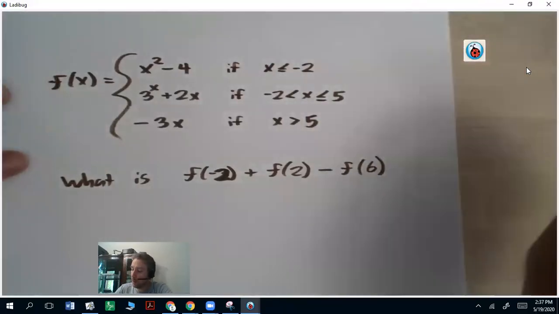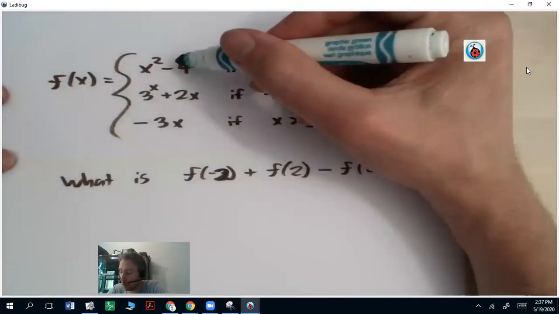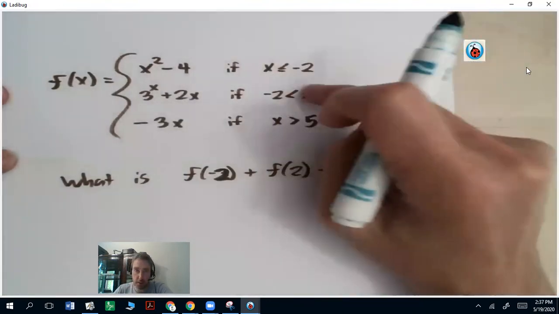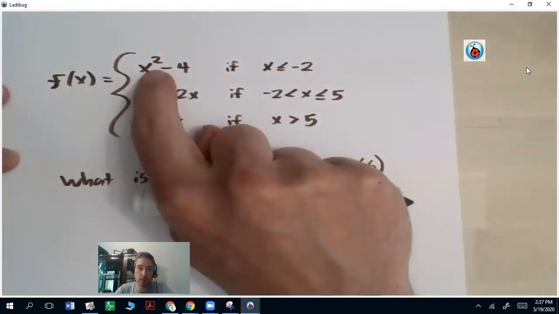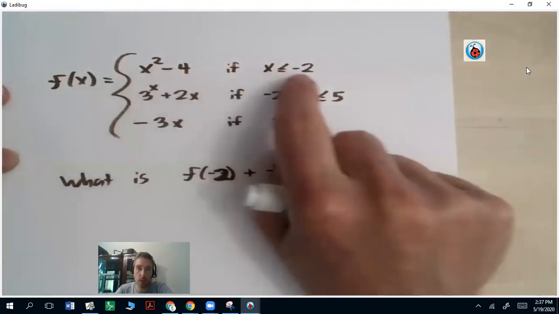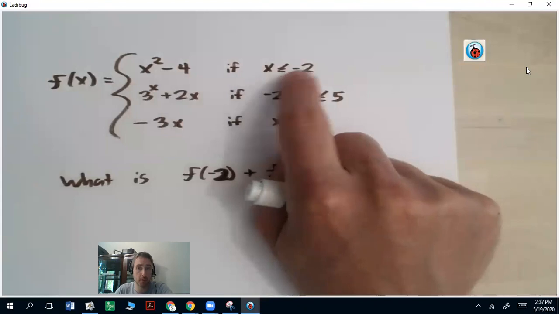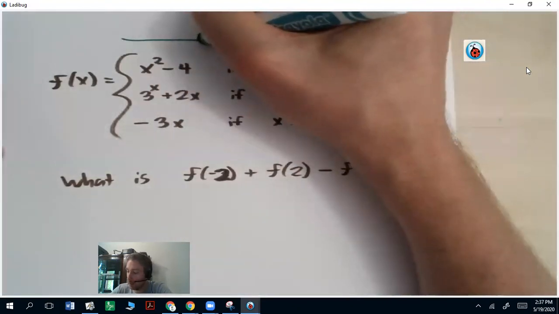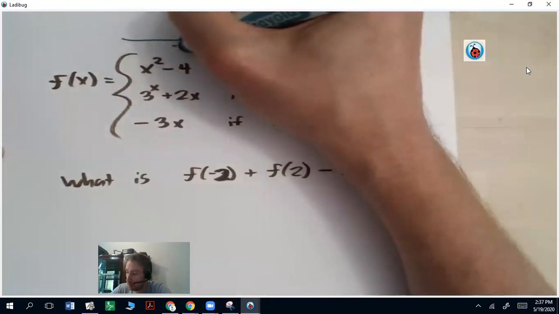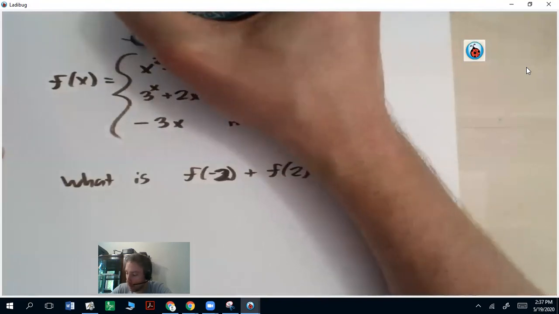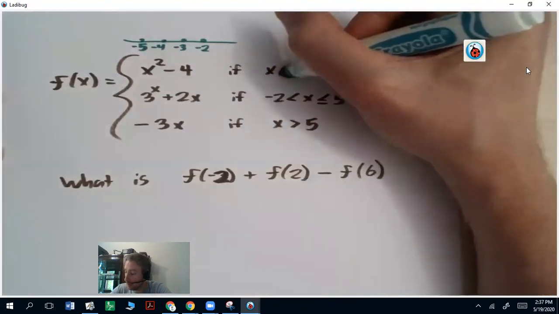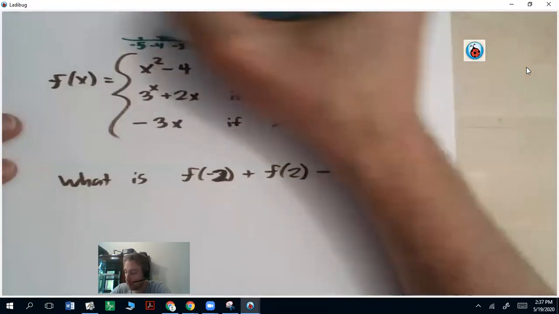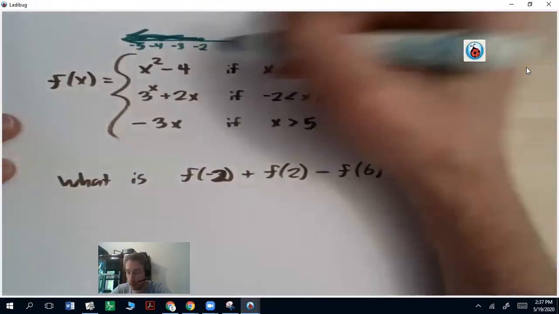All right, let's talk about piecewise functions. Piecewise functions are individual functions for specific values that you're allowed to plug in. So for this one, x squared minus 4, I can only plug in values that are less than or equal to negative 2. So I could plug in, think of a number line, negative 2. I could plug in negative 3, negative 4, negative 5, and I could plug in negative 2 because it's got that equal sign. But I can't plug in numbers greater than it. So pretty much all the numbers in that direction for the top one.